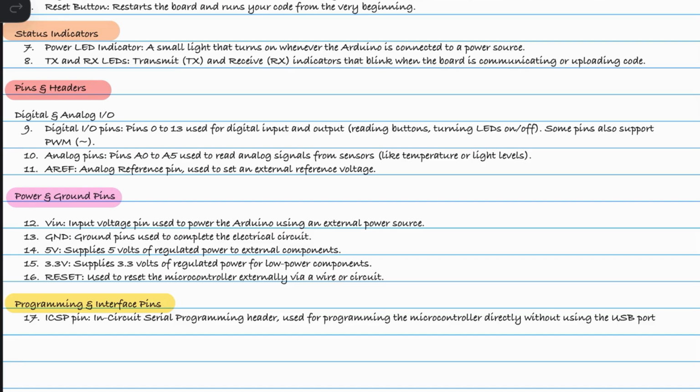Then we have 5V and 3.3V pins. So these act as power sources for your external peripherals. If you connect it directly, right, to a digital temperature sensor, you can run a wire from these pins to feed it stable, regulated power directly from the Arduino's onboard supply.